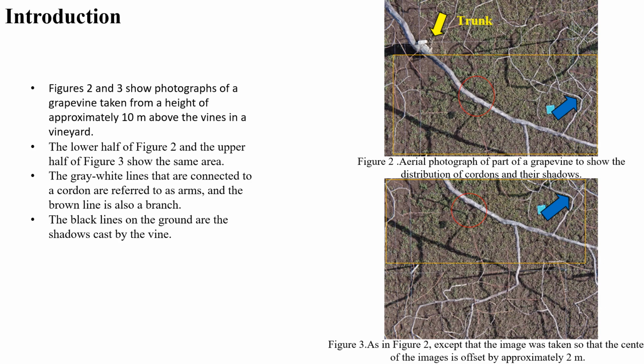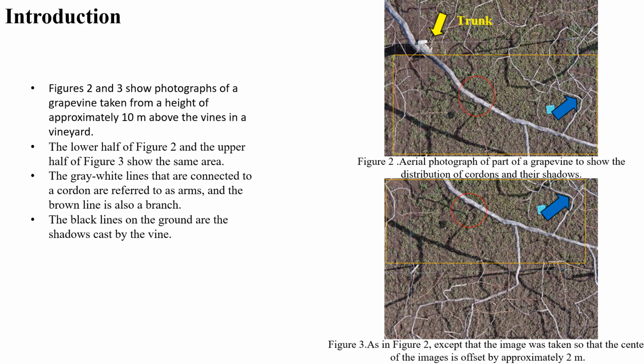It's important to note that the image in Figure 3 is offset by about 2 meters from the center of the area shown in Figure 2. As highlighted by the orange boxes in both figures, the lower half of Figure 2 and the upper half of Figure 3 represent the same area. Now, let me draw your attention to the yellow arrow in Figure 2, which points to a cordon. The gray-white lines connected to the cordon are called arms, and the brown line is another branch. The black lines on the ground represent shadows cast by the vine.